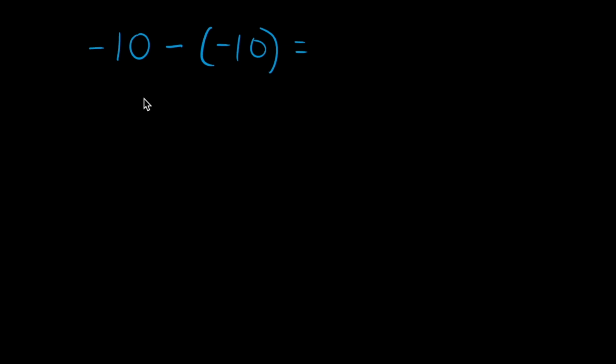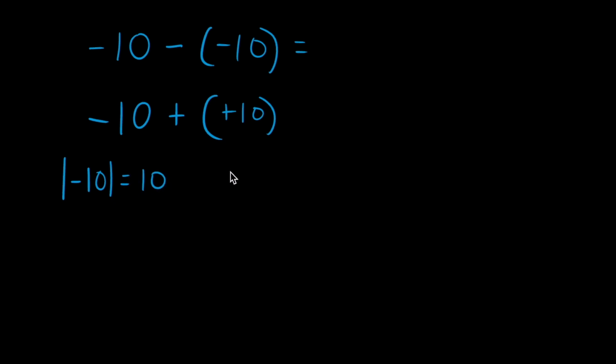Okay, we need to change this subtracting problem to an addition problem. So I'm going to bring down the negative 10. This will be a positive. Negative 10 becomes a positive 10. And I am adding two numbers with opposite signs, so we need to find the absolute value of both numbers. Mentally, I know the absolute value of negative 10 is 10, and the absolute value of positive 10 is 10.